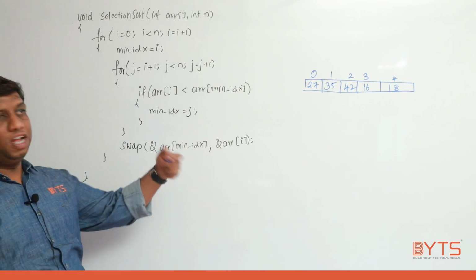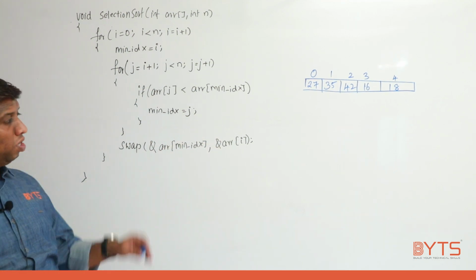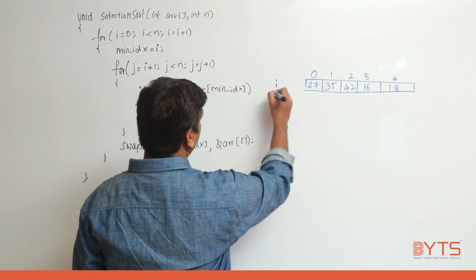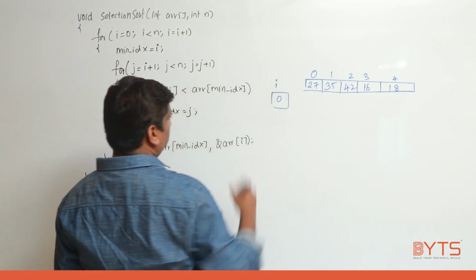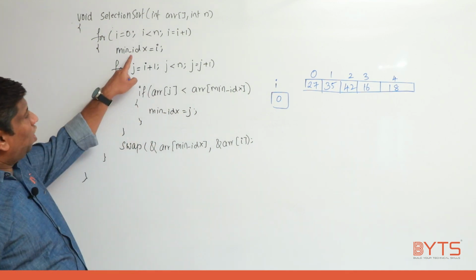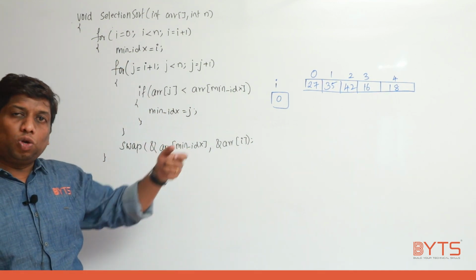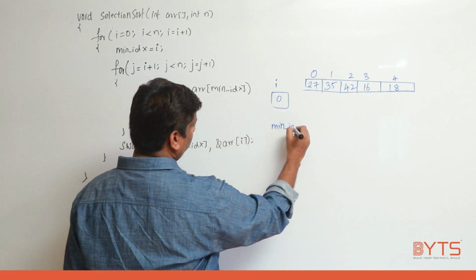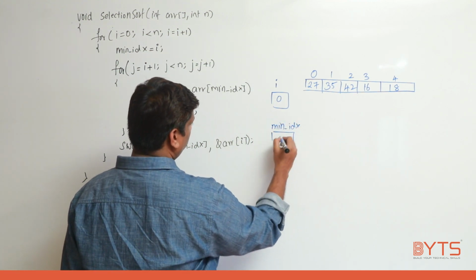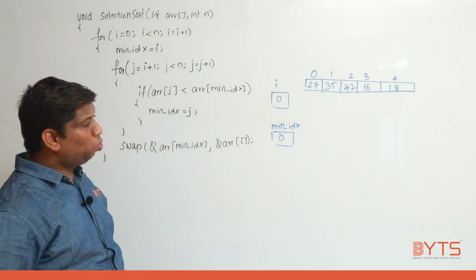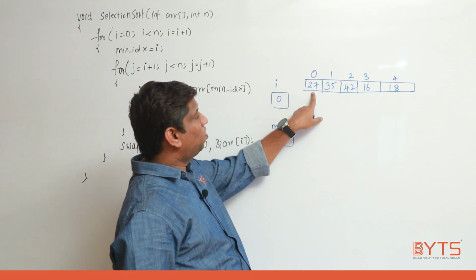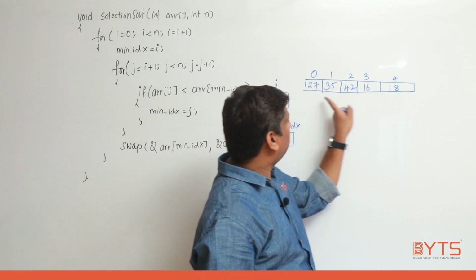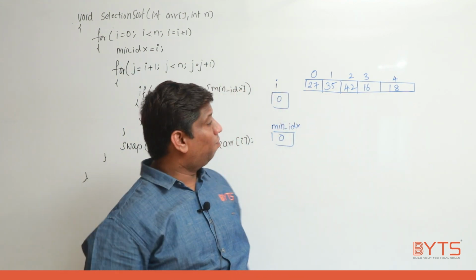I already told you, take some big values. When you take big values, we don't have any problem. Initially, what is the value of i? 0. Now see, initially I assumed the 0th location as min index, so min index value is 0. I assumed 27 is the minimum value. Now I need to start from here and see which one is the minimum value, right?